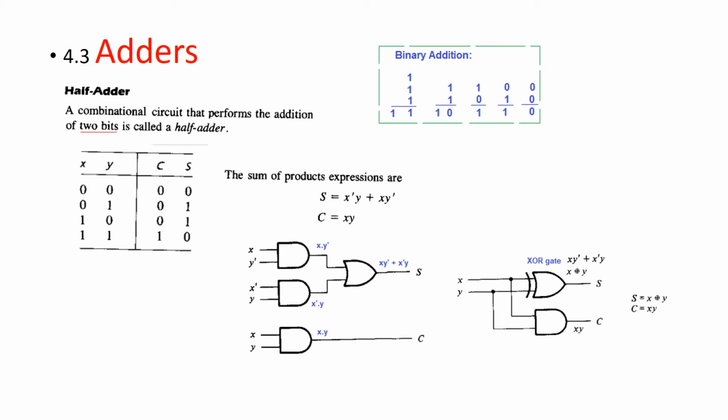The XOR gate has output X Y dash plus X dash Y, or we can also write it as X XOR Y, and this is the symbol for XOR. And we are feeding X and Y to the XOR gate. And similarly, for the carry, we use an AND gate and we get the inputs X and Y from here. And so this is the final answer. So I hope you have understood how to implement the half-adder circuit.